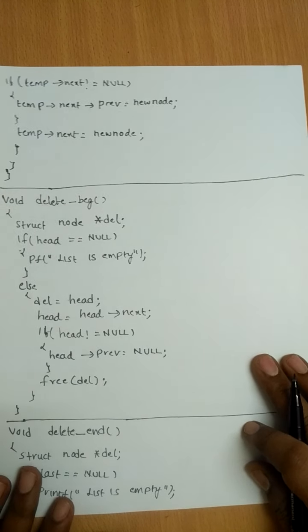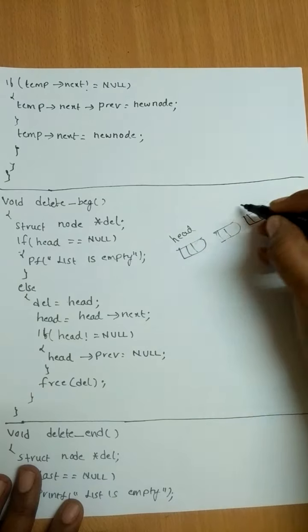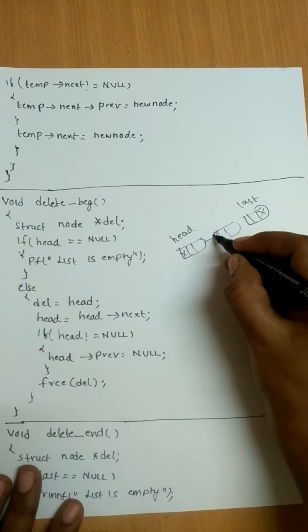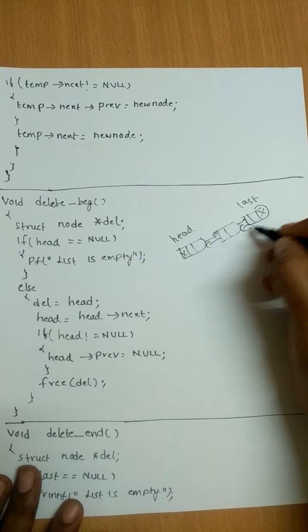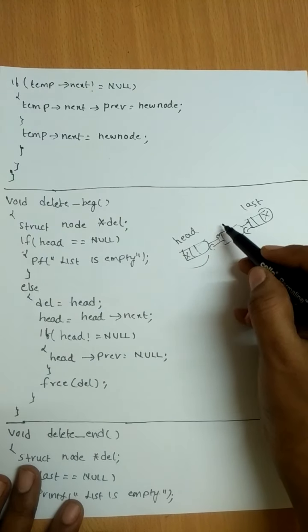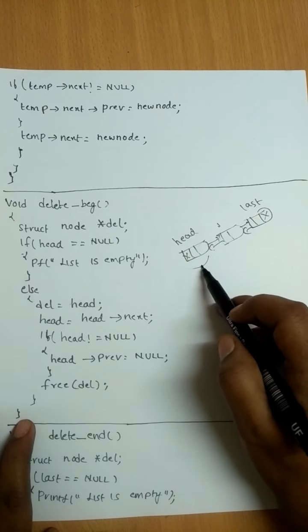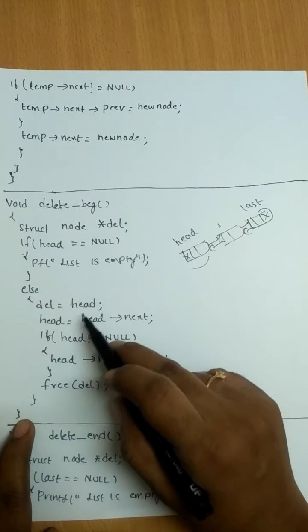Take one double linked list, head, last. We need to delete this head node and make the next node the head node. For this purpose, declare one temporary variable, delete, and check head for null.